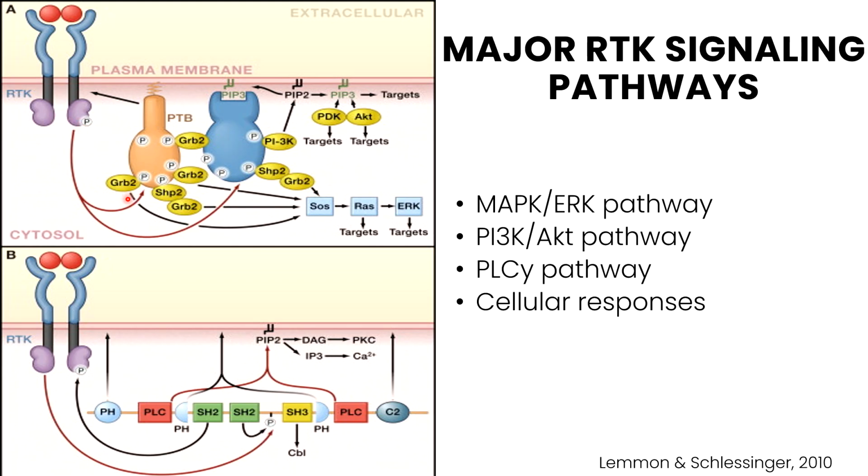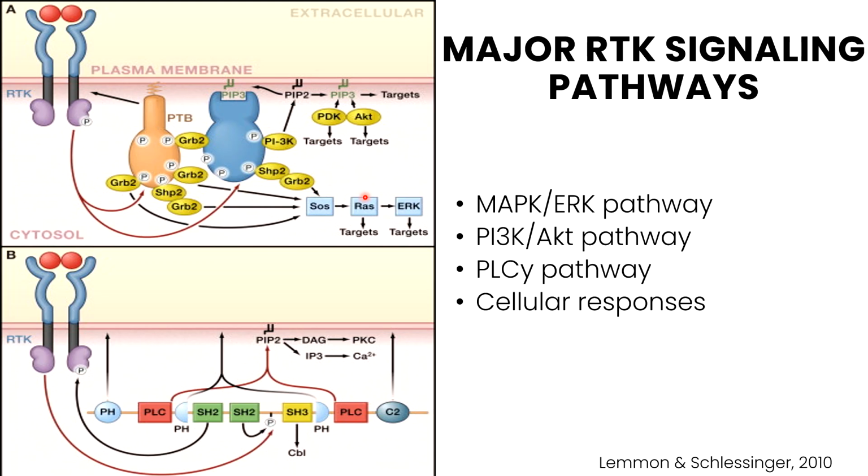The first major pathway is the MAPK-ERK pathway. Adapter proteins like GRB2 recruit additional signaling molecules, eventually activating RAS and the MAPK signaling cascade. This pathway ultimately activates ERK, which then moves into the nucleus and regulates gene expression, with the MAPK-ERK pathway primarily controlling cell proliferation, differentiation, and progression through the cell cycle.